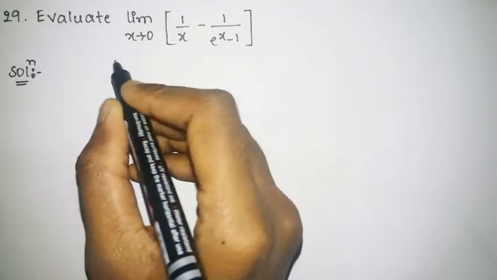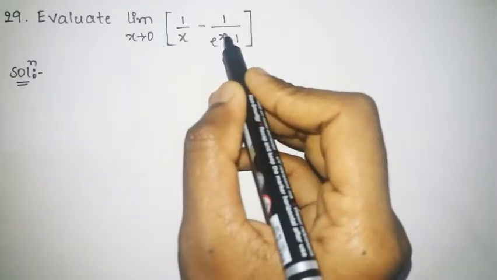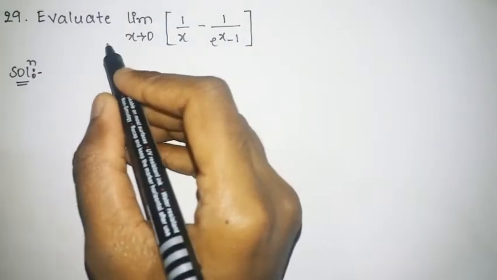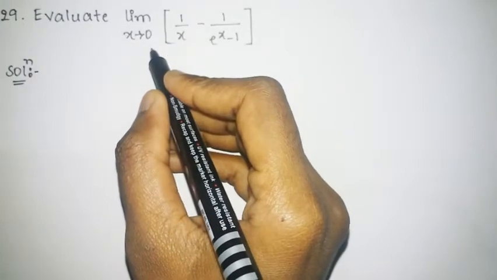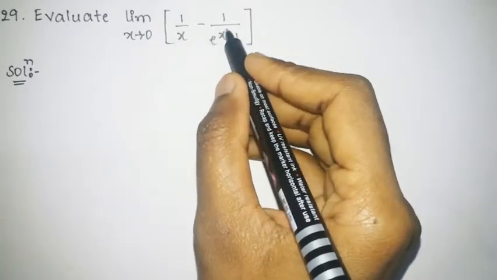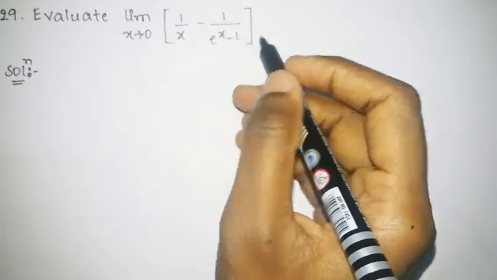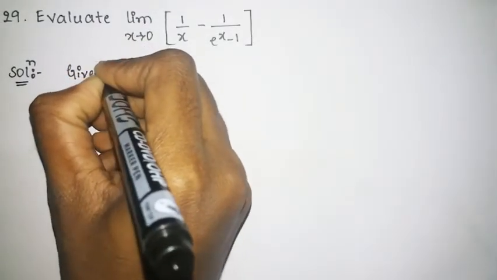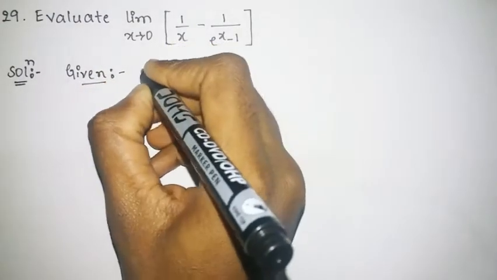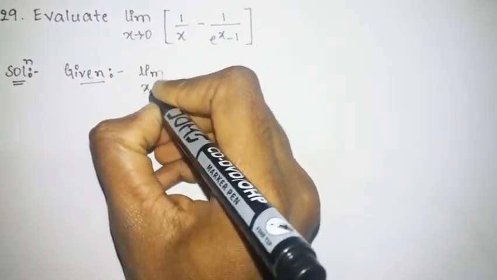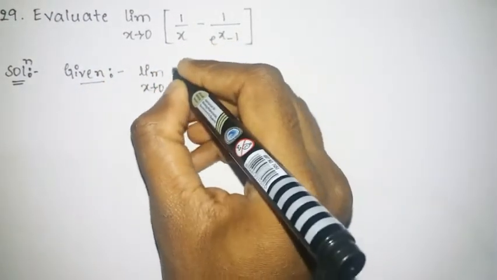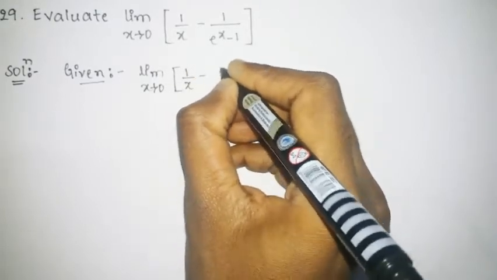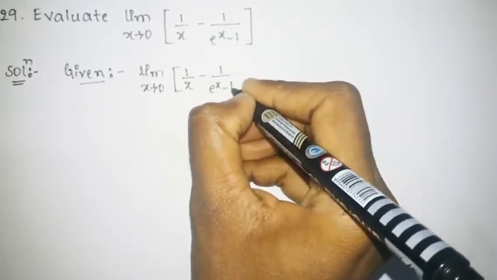Today we shall discuss the next problem using the limits of the form infinity minus infinity. Evaluate limit as x tends to 0, 1 divided by x minus 1 divided by e raised to x minus 1. So first we shall write the given. The given is limit as x tends to 0, 1 divided by x minus 1 divided by e raised to x minus 1.